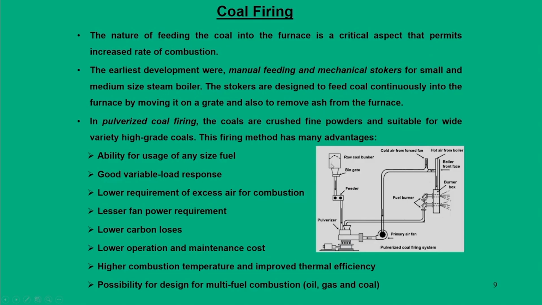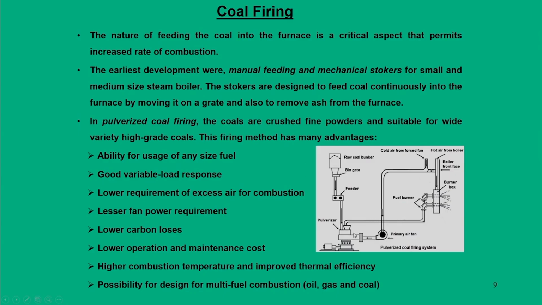Now, once you have this information on the quality of the coal, let us see how we are going to use it effectively in steam power systems. If you look at this particular figure, essentially this is a pulverized coal firing system. Raw coal comes from the bunker and is fed through the feeder, and it goes to the pulverizer. In pulverized form, the fuel then enters the fuel burner.